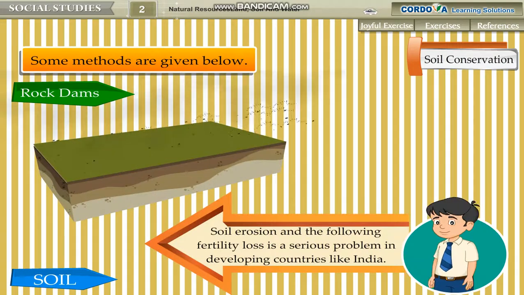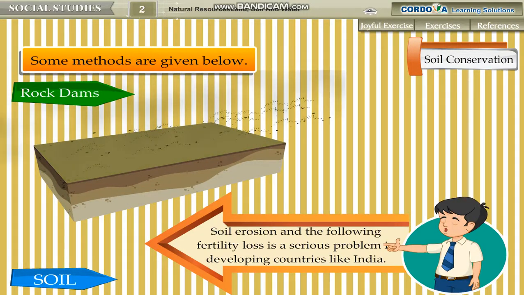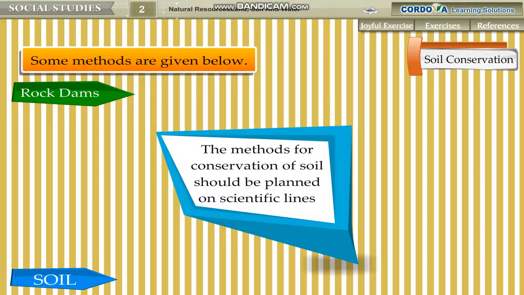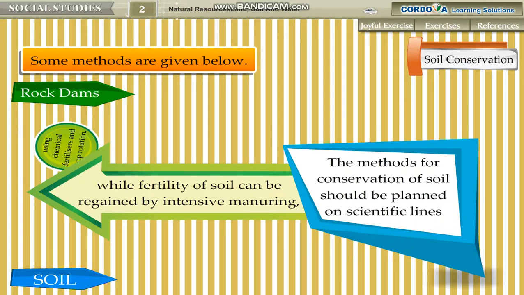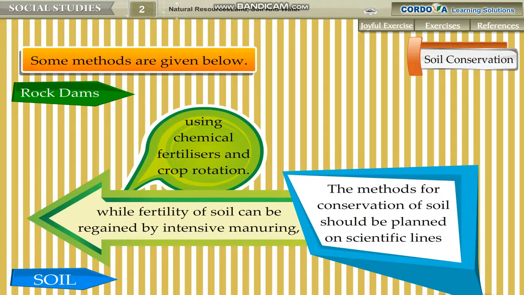Soil erosion and the following fertility loss is a serious problem in developing countries like India. The methods for conservation of soil should be planned on scientific lines, while fertility of soil can be regained by intensive manuring using chemical fertilizers and crop rotation.